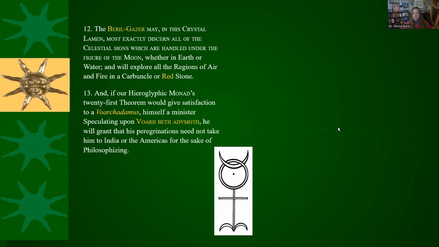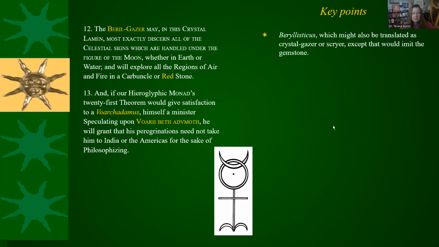We're only going to 14, folks, so we're almost there. Hopefully you're still with me. Number 12: the barrel gazer may in his crystal laman most exactly discern all the celestial signs which are handled under the figure of the moon.